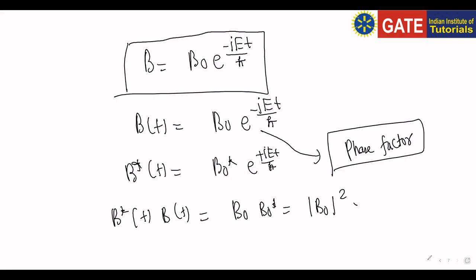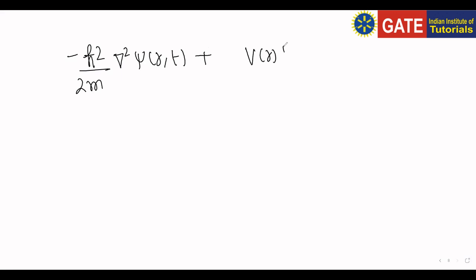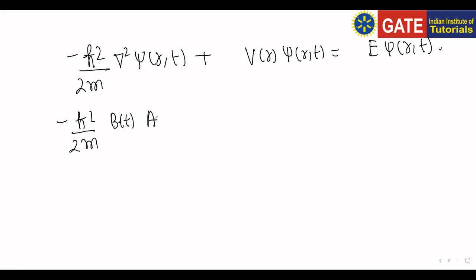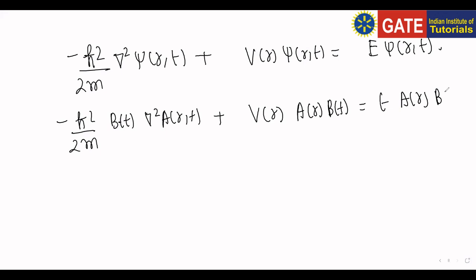What about the space part? Space part is this, right? Minus h cross squared upon 2m del squared psi of r comma t plus V of r psi of r comma t equals E psi of r comma t. Right? Minus h cross squared upon 2m del squared, I was writing psi as A of r times B of t, so del squared A of r comma t plus V of r psi of r comma t is A of r B of t equals E A of r B of t. Right?